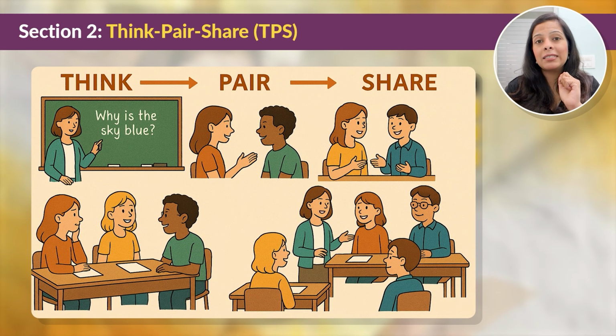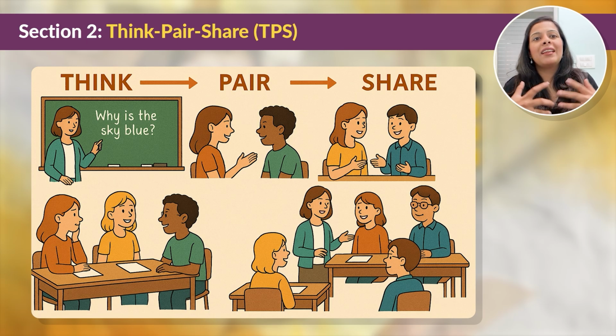Now, in the science class, the teacher might ask, why is the sky blue? Each student thinks about this question quietly for a few moments. Then they turn to the student next to them and talk about what they thought. After that, one or two pairs stand up and share their combined answers with everyone. This way, students get to think on their own, understand their partner's point of view, and also learn from what others in the class had to say.